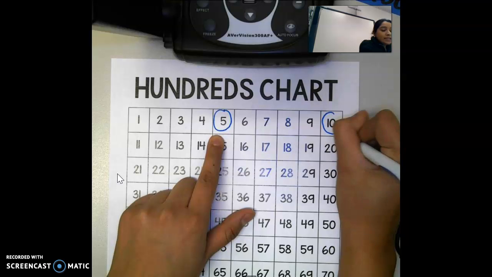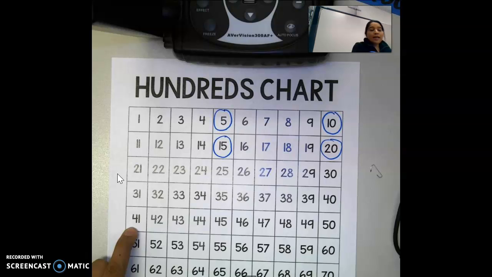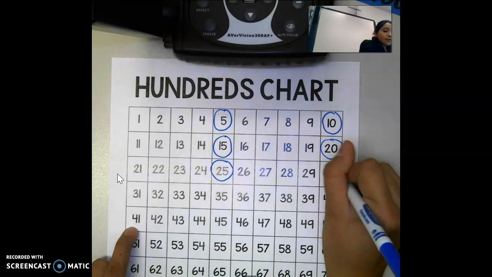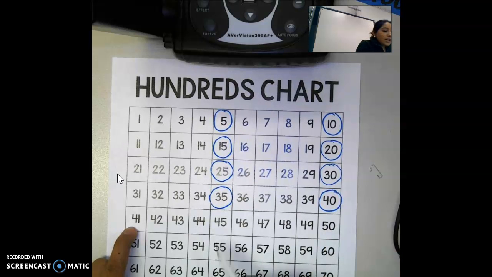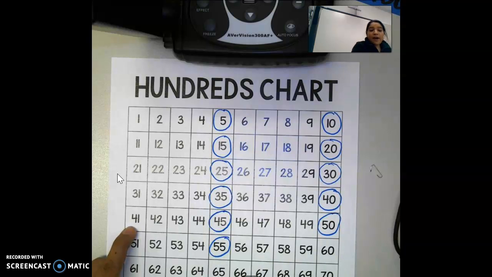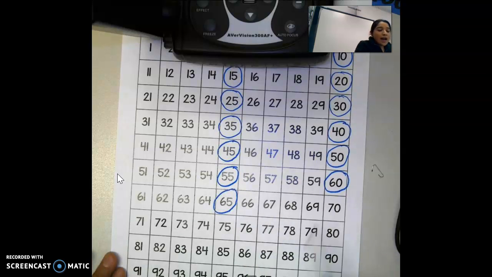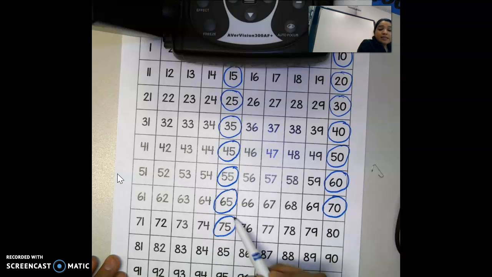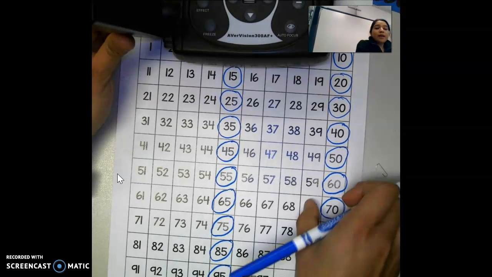5, 10, 15, 20, 25, 30, 35, 40, 45, 50, 55, 60, 65, 70, 75, 80, 85, 90, 95, and 100.